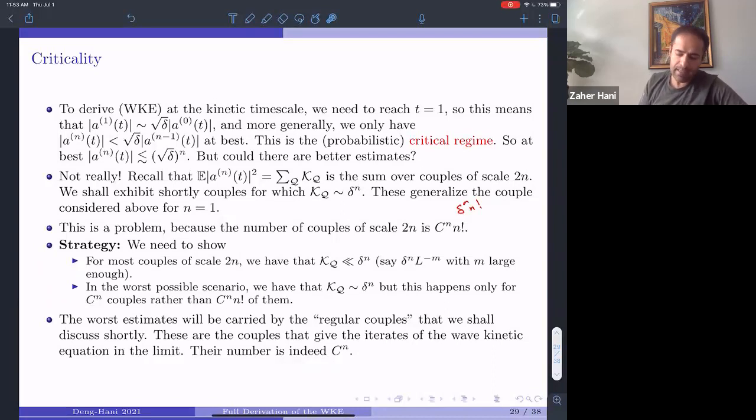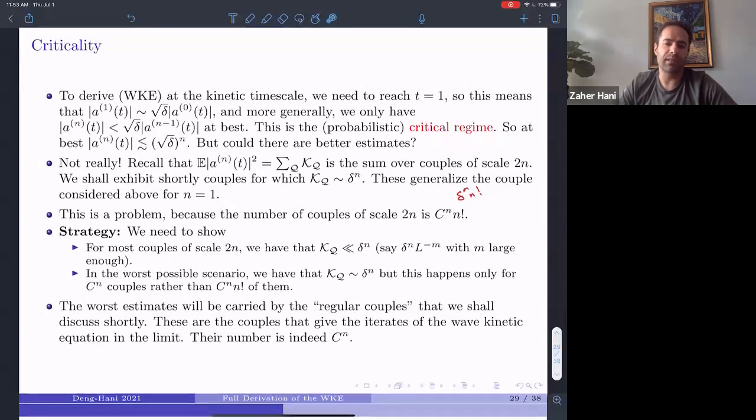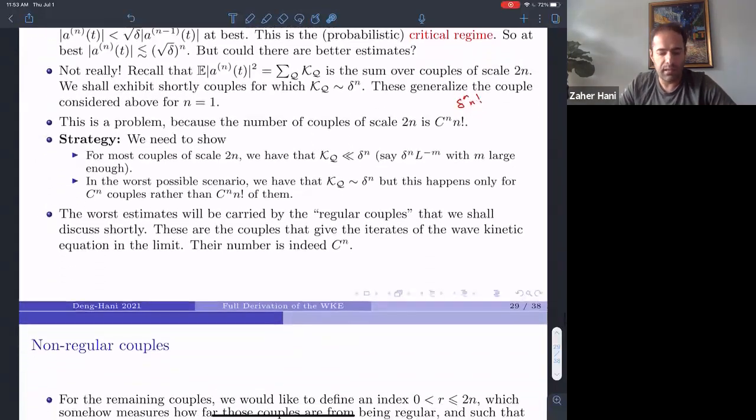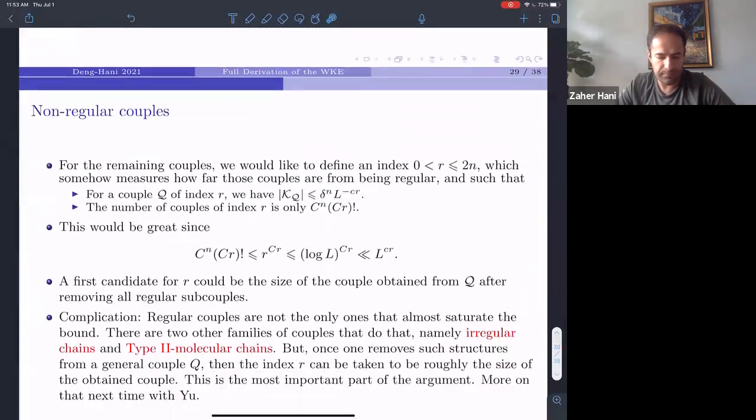Okay, so the worst estimates here will be carried by what we call the regular couples, which I will describe in a few minutes. And these couples are exactly the couples that give you the iterates of the wave kinetic equation, the limit, and the number is indeed exponential enough.